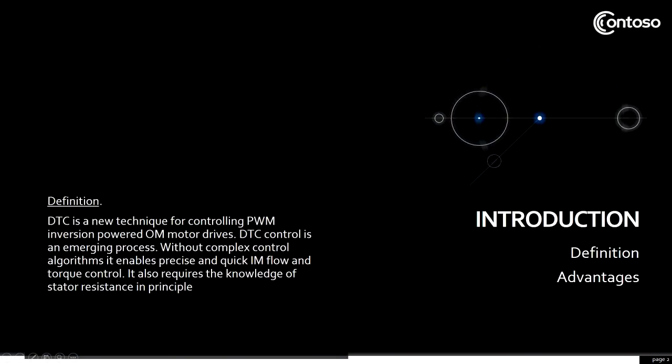The direct torque control (DTC) algorithm is based on the error between the reference and estimated values of torque and flux. DTC is a new technique for controlling PWM inverter-powered IM motor drives. DTC control is an emerging process. Without complex control algorithms, it enables precise and quick IM flux and torque control. It also requires knowledge of the stator resistance in principle. And that's the definition of DTC.